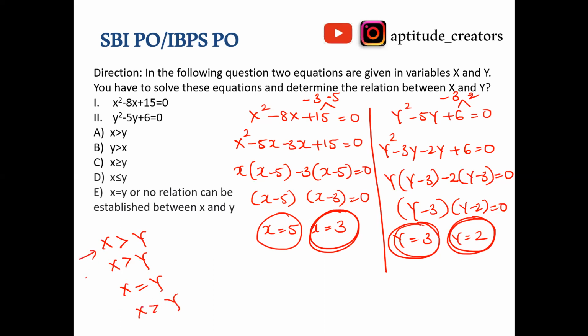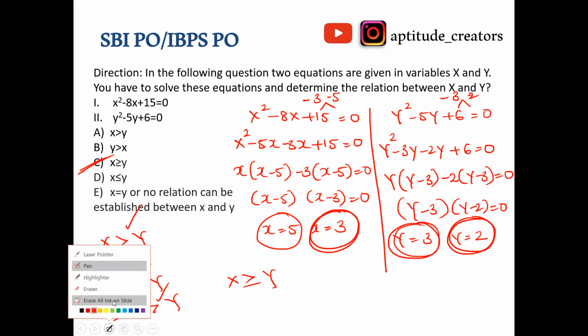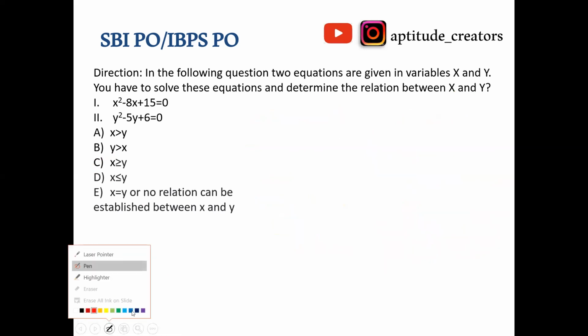Now here, in all the cases, can I say x is greater than or equal to y? Yes, x is greater, and x is equal to. X is greater than or equal to y. Answer is option C, x is greater than or equal to y. Now this is one way of solving these type of questions. Now what is another way? No need to do the entire calculation.